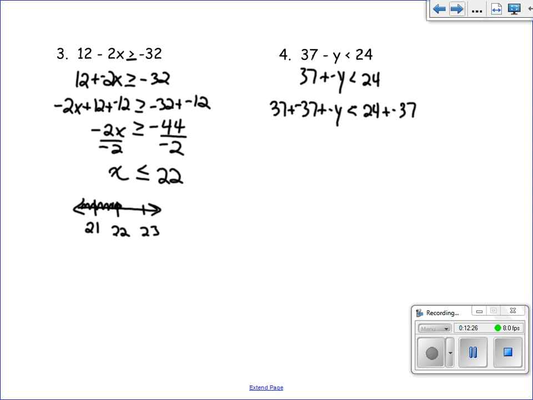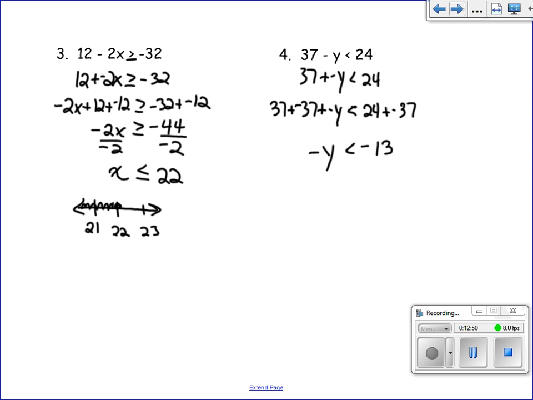What does the left side of the inequality simplify to? Left side simplify to, Liam? Negative 1y. Yeah, and we also read that as the opposite of y is less than 24 plus negative 37. What's that, Michael? Negative 13. Very good, negative 13. How do we solve this for just y? We've got the opposite of y here.